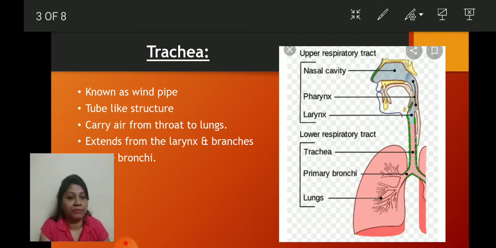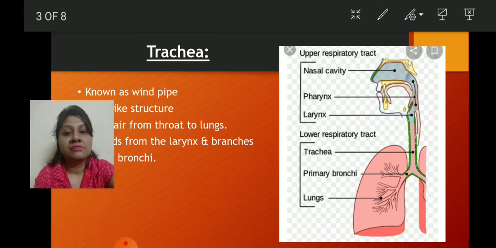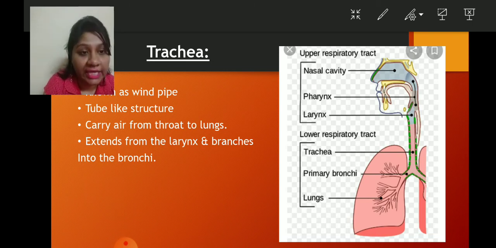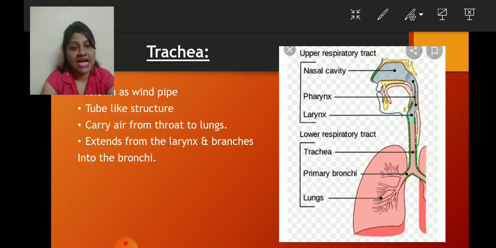You see the picture of the trachea. Okay, what is trachea? It is a tube-like structure, carries the air from throat to the lungs. Understand? And it extends, means it starts from the larynx, then it branches into the bronchi. Okay, it extends from the larynx and it ends into the bronchi.